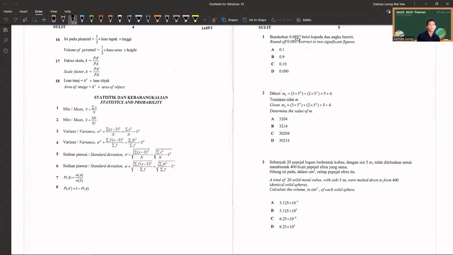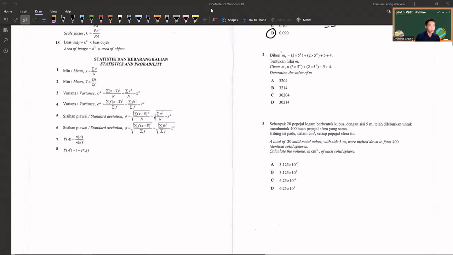So the 9 becomes 10. So we carry over. Becomes 0.090. We have to maintain this 0 to indicate the second significant figure. So the answer is D. Okay, that's for the question 1.